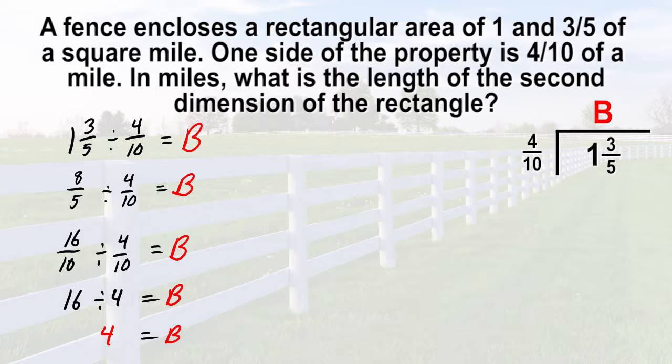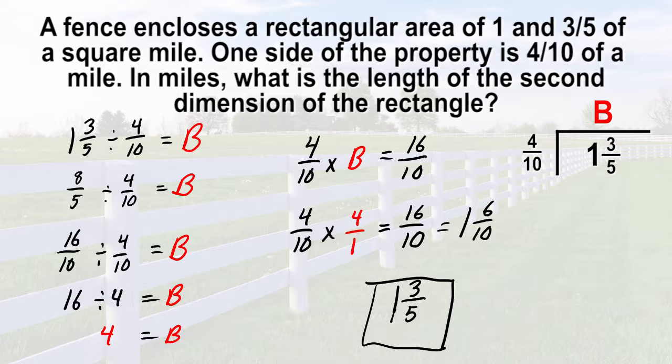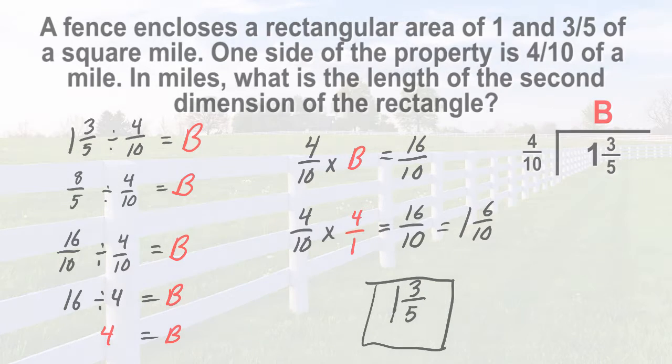Let's check by multiplication. 4/10 times B equals 16/10. Replace B with our answer, 4. 4/10 times 4 equals 16/10, which can be written as a mixed number, 1 6/10. An equivalent fraction would be 1 3/5, which is the total area C in square miles. We got it correct. Let's take another problem.